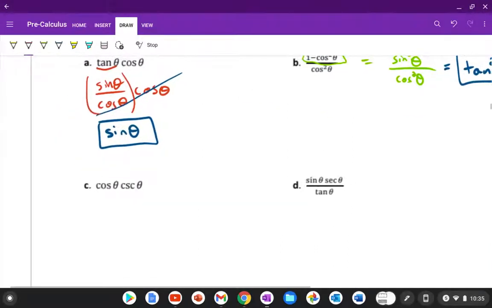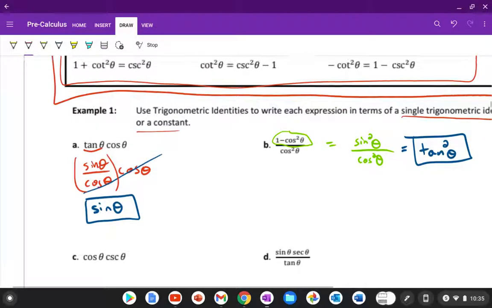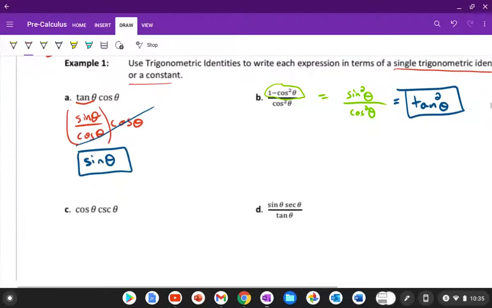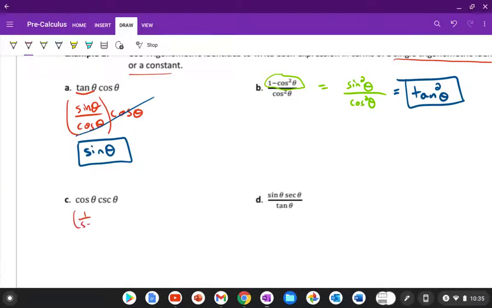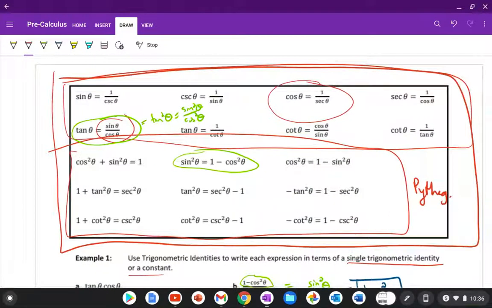Cosine theta times cosecant theta. All right, so let's look at what options we have. We can either replace the cosine with 1 over secant. If I were to do that, 1 over secant of theta times cosecant of theta, you can actually still solve it this way, but probably doesn't make a lot of sense maybe to do that. It doesn't really matter, but if you do it this way, you would then just multiply this. So this would become cosecant theta over secant of theta, right? And then this one actually is a trig identity as well.